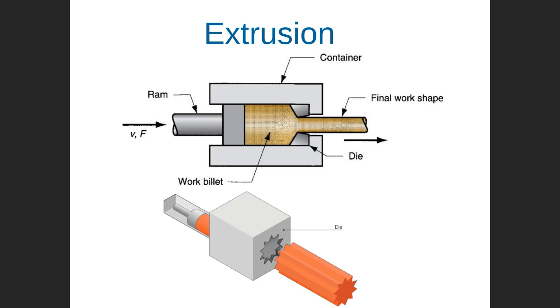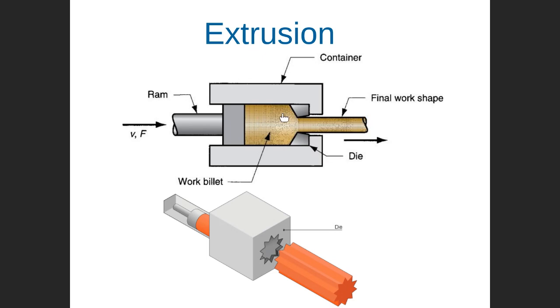Next is extrusion. Extrusion means you apply pressure on the material, and it will exit with the same shape as the die opening. You apply pressure, and the material will exit from this side with the same shape as the die opening. So this is a die opening.